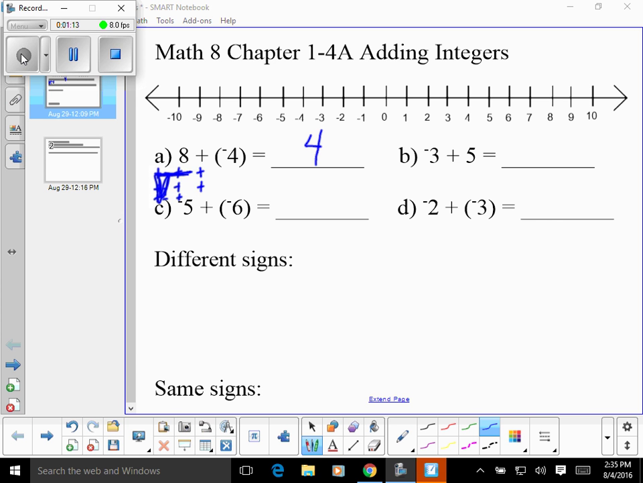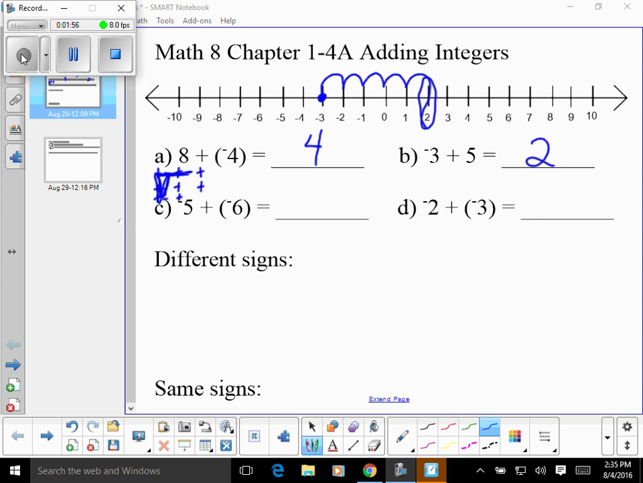If we look at example B, you can do the positive and negatives. You can also look at a number line. We're going to start at -3. Adding 5. 5 is a positive integer, so it means we move to our right. We're going to move to our right 5 places. 1, 2, 3, 4, 5. And we end up at 2. So those are 2 different ways to visually think about how to add a positive integer to a negative integer.